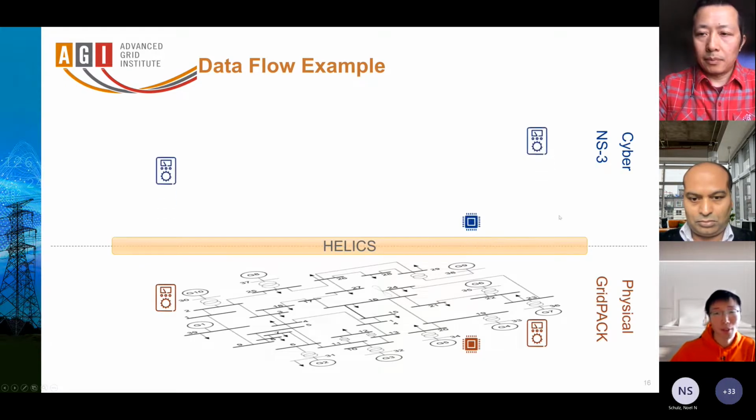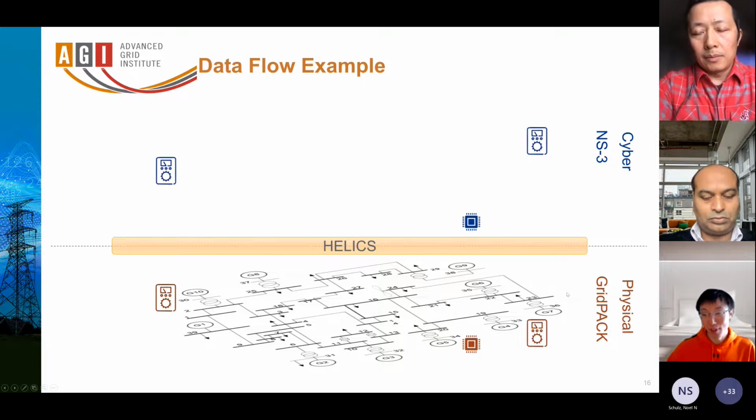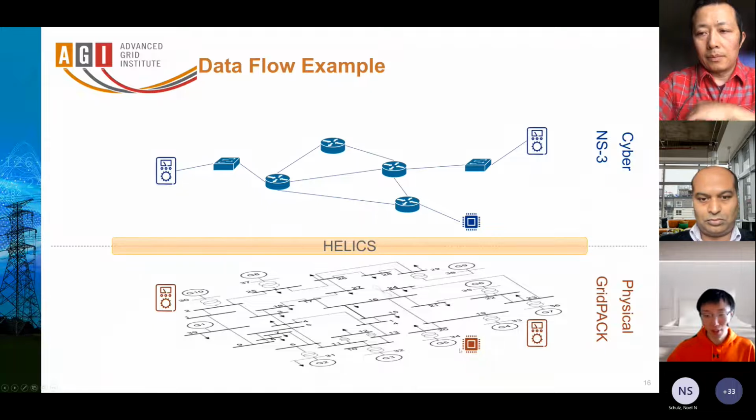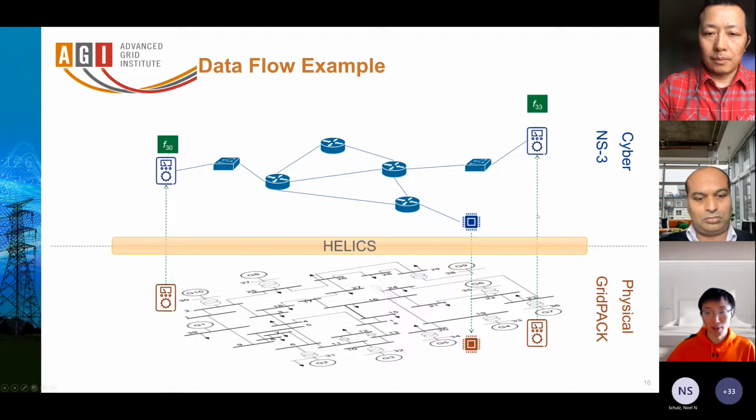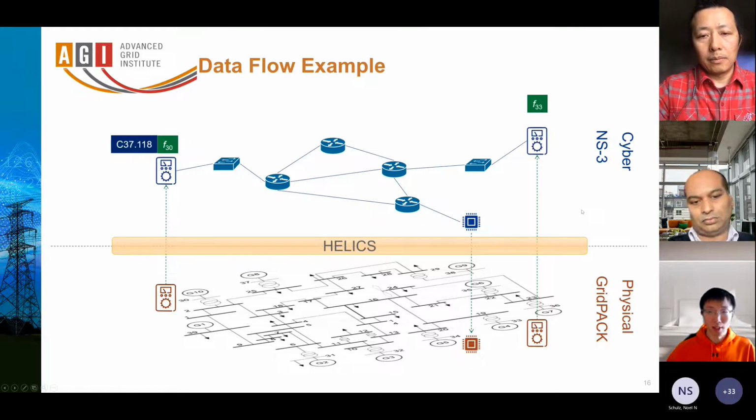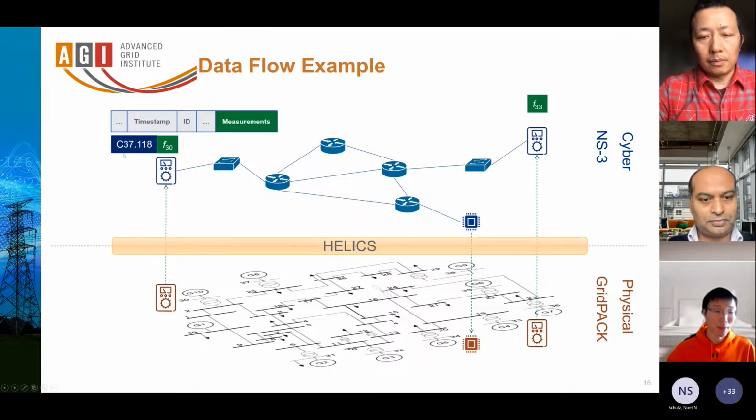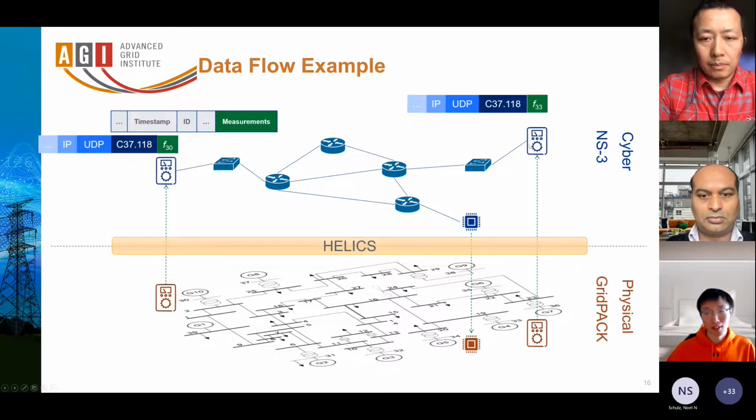This slide shows an example data flow that will be used in the co-simulation. In the physical subsystem, which is simulated by GridPACK, there are PMUs. Sorry, these are two PMUs. They make measurements, and the measurements are published to Helix. On the cyber side, the NS3 simulator subscribes to those publications and encapsulates those raw measurements, for example, according to the C37.118 synchrophasor protocol, and then further encapsulates them into UDP protocol, IP, etc. These are done in both PMUs, and then sent over the network to the receiver.